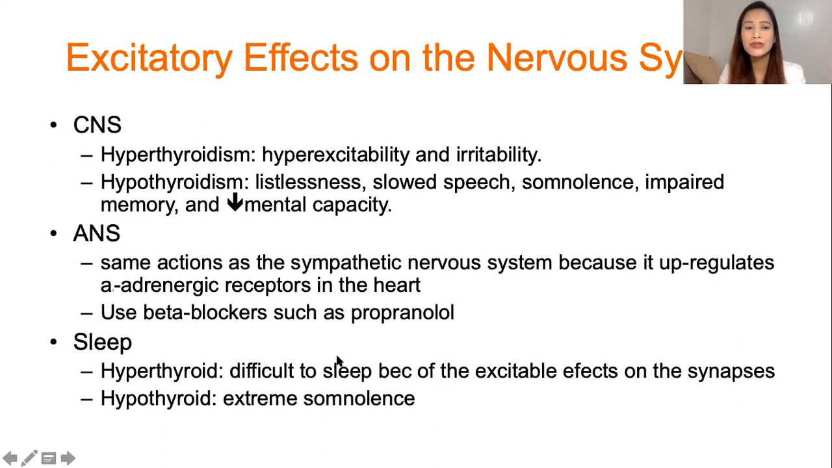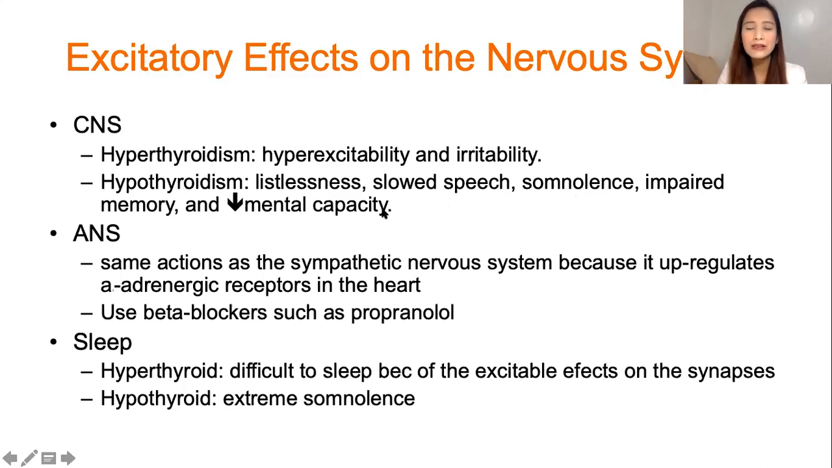How about in the nervous system? In hyperthyroidism, patients will be hyperexcitable, irritable. Patients with hyperthyroidism will describe their mind as always turned on. Even if they want to sleep, they cannot turn it off. In hypothyroidism, it's the opposite. They usually have excessive daytime somnolence, slowed speech, poor memory, and decreased mental capacity.